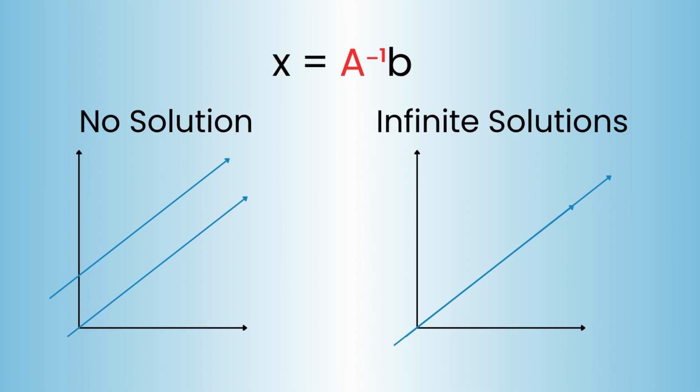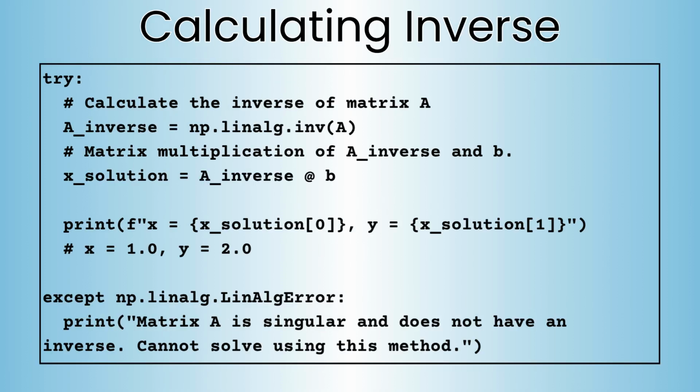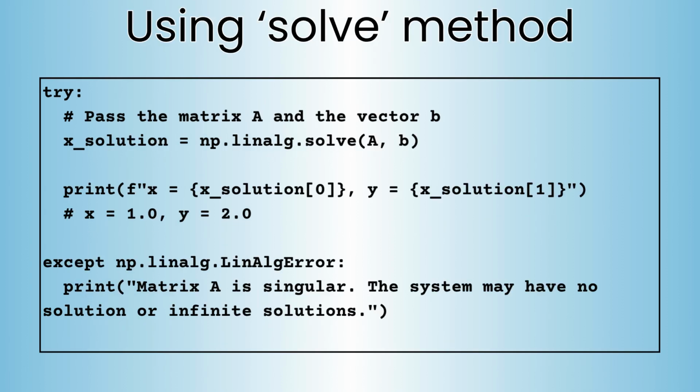Let's see both in code. In Python, using NumPy, we can solve this with a high-level abstraction. We can directly calculate the inverse and multiply, which gives us the correct answer. However, NumPy's linear algebra solve function is the preferred method. It is a more robust, faster, and numerically stable solver that doesn't explicitly compute the inverse. Under the hood, it uses advanced optimized algorithms to find the solution, and it can handle a wider range of problems than the direct inverse method.